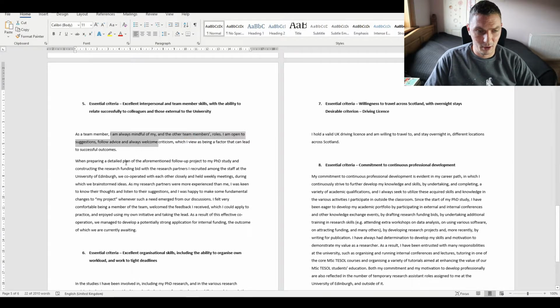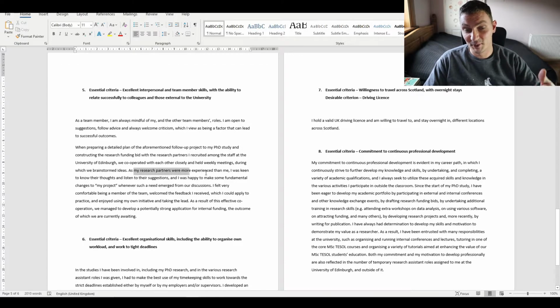But look at this. When preparing a detailed plan of the aforementioned follow-up project to my PhD study and constructing the research funding bid with the research partners, my research partners were my supervisors. I recruited among the staff at the University of Edinburgh. They were my supervisors and I think one more person. We cooperated with each other closely and held weekly meetings, brainstormed ideas. Here I talk about my research partners being more experienced than me, but nevertheless I was keen to know their thoughts and listen to their suggestions, and I was happy to make some fundamental changes to my project whenever such a need emerged from our discussion.